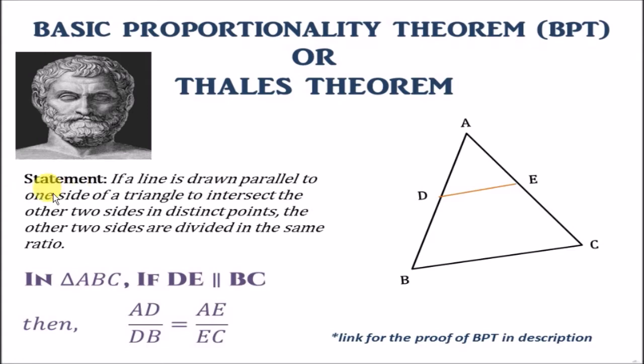This is the statement for BPT. If a line is drawn parallel to one side of a triangle to intersect the other two sides in distinct points, the other two sides are divided in the same ratio. If we consider this figure in triangle ABC, if DE is parallel to BC, then the ratio of AD by DB will be equal to AE by EC. This has already been proved, and the link for the proof of this theorem is given in the description, so you can check again. So now let's prove converse of BPT.